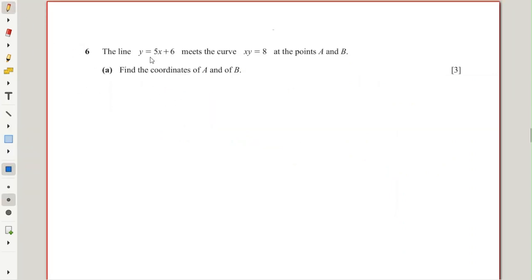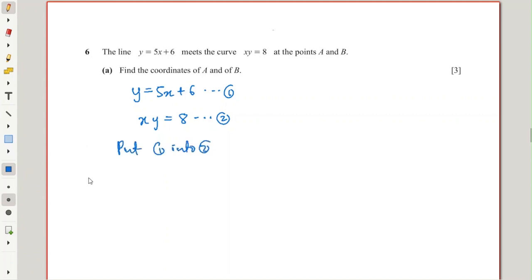Question 6. So let's say this is the straight line, equation 1, and this is equation 2. Now let's put equation 1 into 2. Don't forget that the y here is this. So let me make my presentation good. Put 1 into 2. So wherever you see y, you put this expression there.